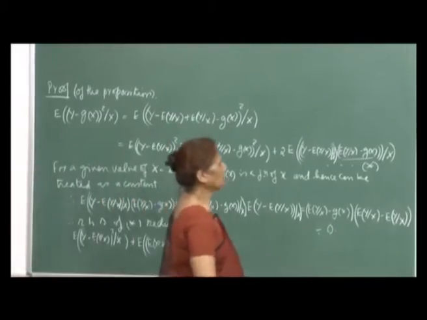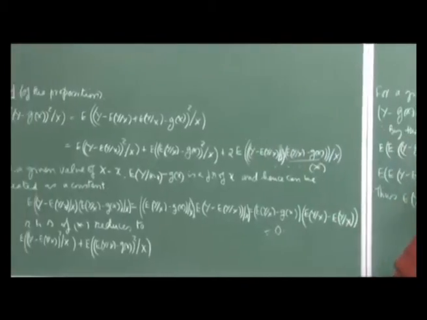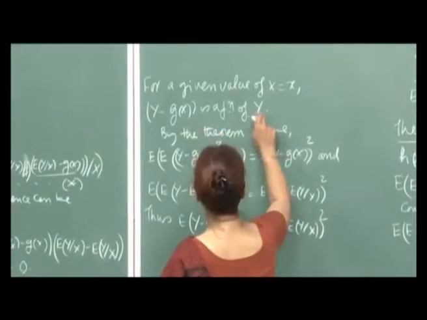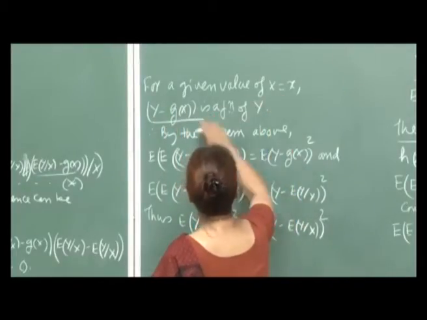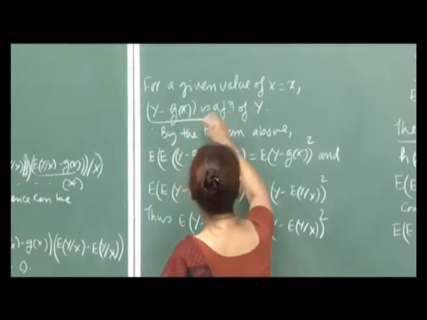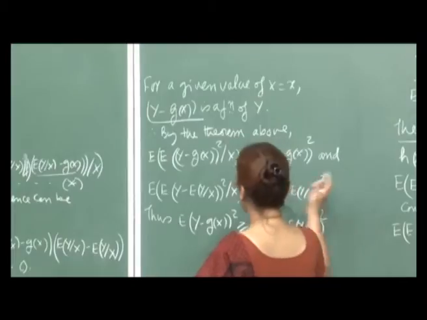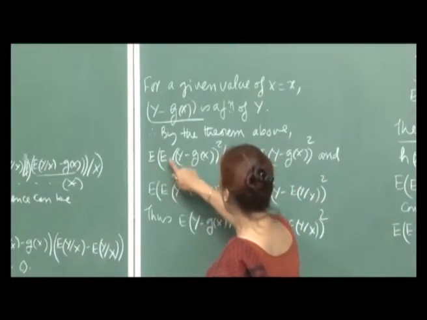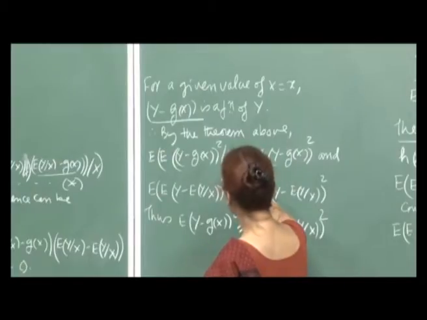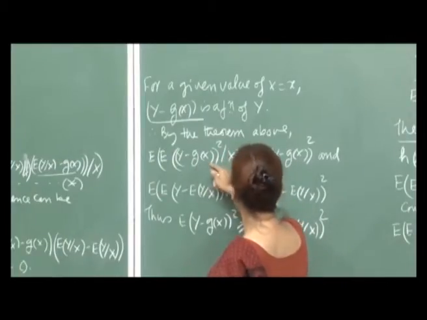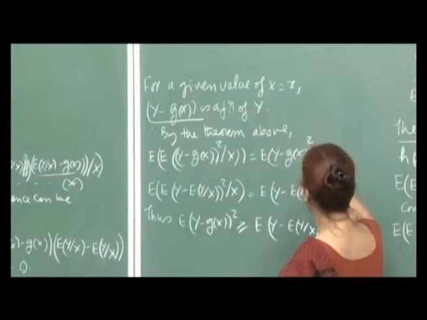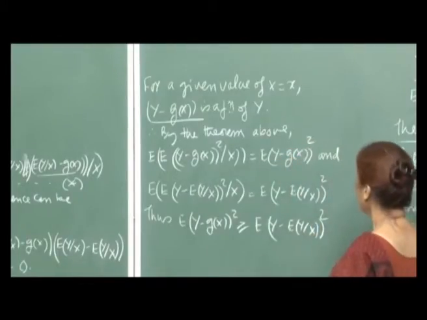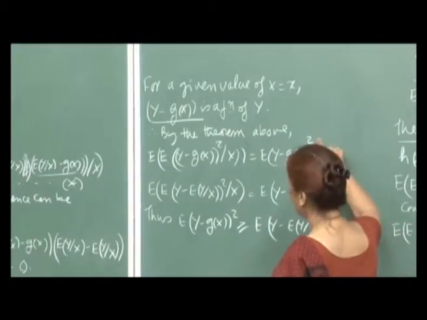And since for a given value of x, y minus g(x) is a function of y only, because g(x) will be a constant for every fixed value of x, by our theorem the expected value of (y minus g(x)) whole square conditioned on x, for each fixed value of x, turns out to be the expected value of (y minus g(x)) whole square. And so, over different values of x, the whole thing becomes the expectation of (y minus g(x)) whole square.